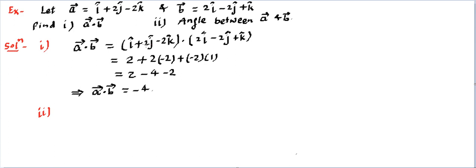Or you can expand and use i cap dot i cap is 1, j cap dot j cap is 1, k cap dot k cap is 1, and i dot j is 0, j dot i is 0, and similarly any two perpendicular vectors dot is 0.